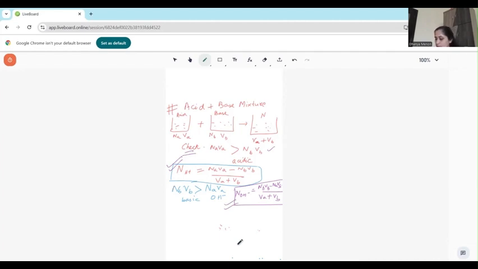Students, there's a small mistake. Normality of OH minus ions is NbVb minus NaVa by Va plus Vb. Just by mistake, I wrote Vb there. So I'll just rewrite the formula of normality of OH. Normality of OH ions, that means normality when the solution is basic, is NbVb minus NaVa, which means the number of gram equivalents of base is more, by Va plus Vb.